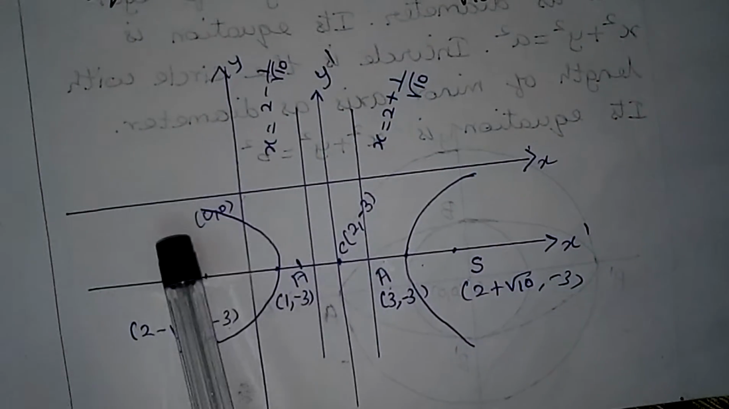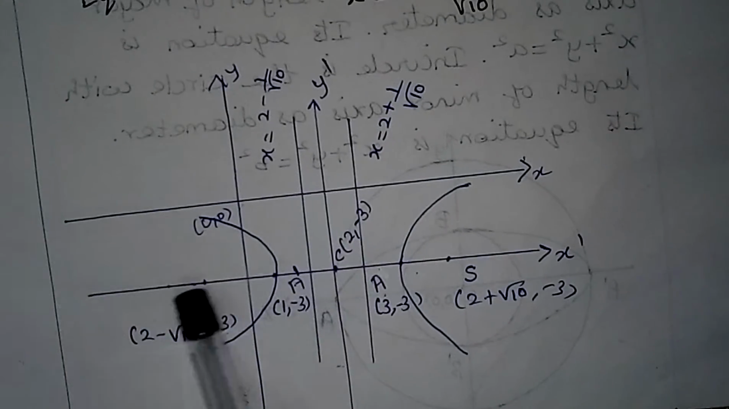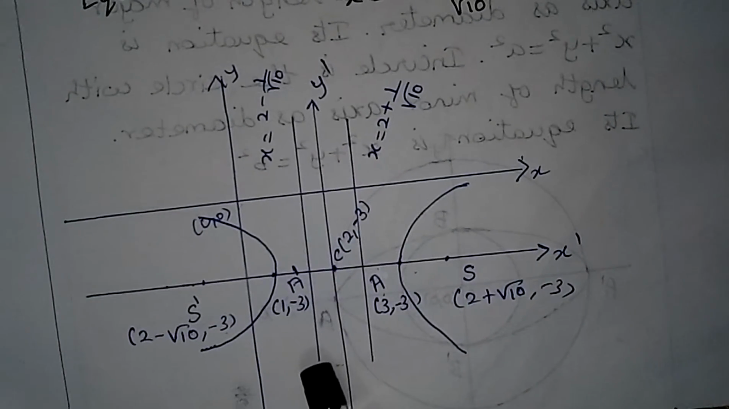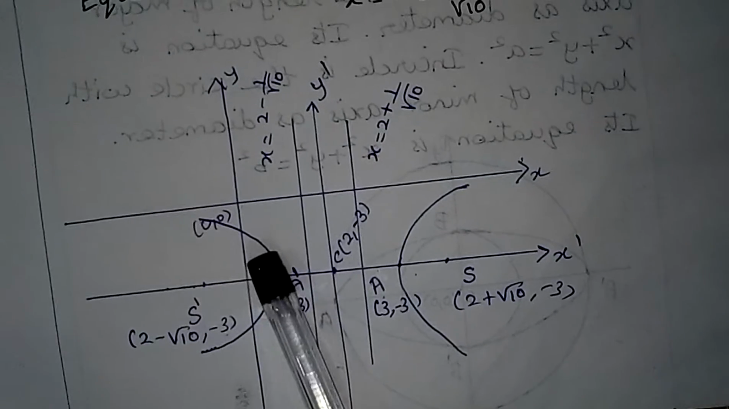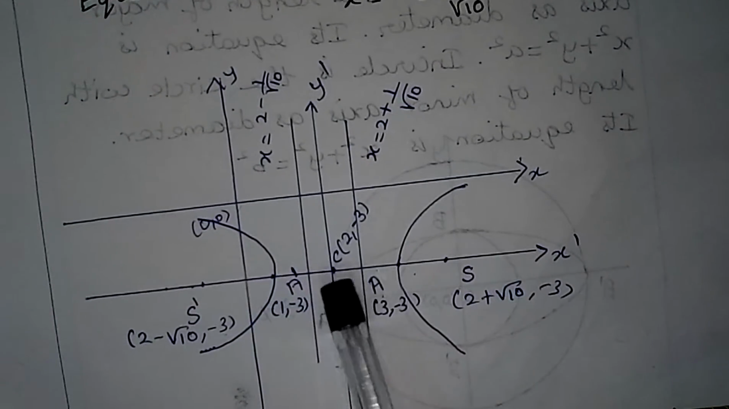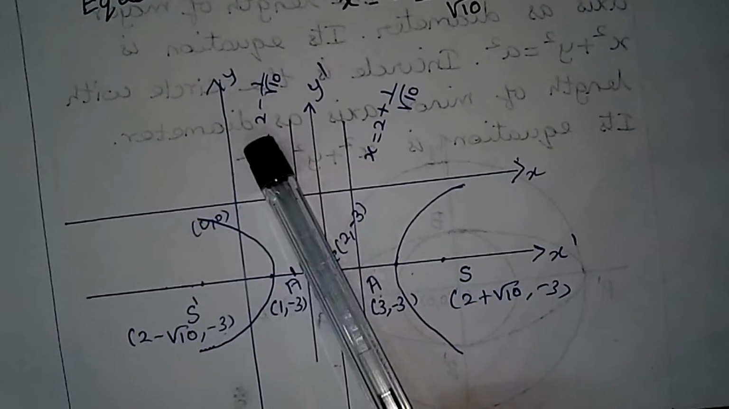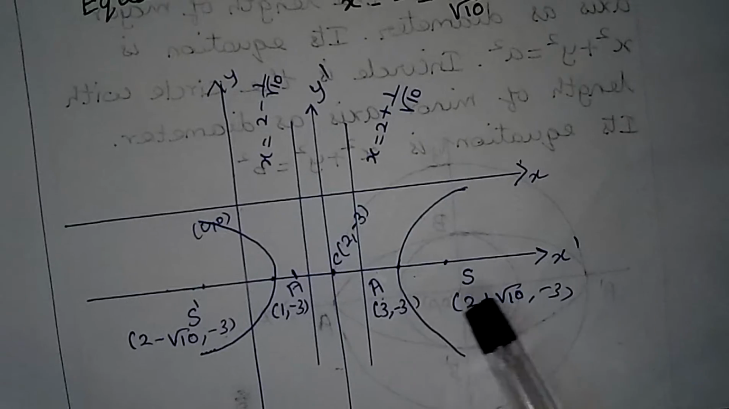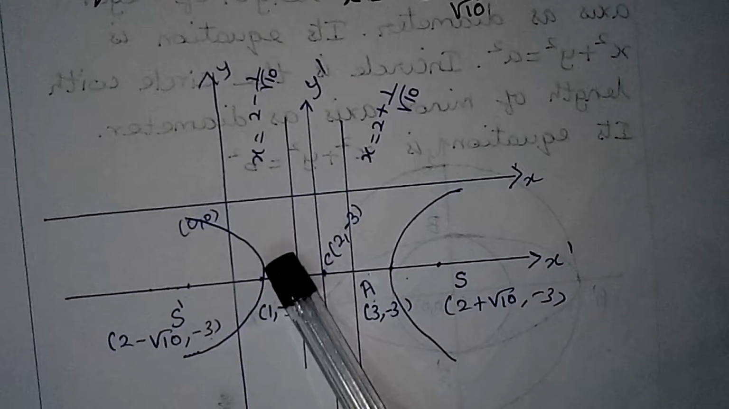So now you can draw x-axis, y-axis, origin. Then after that you mark the center. It is 2 comma minus 3. So draw your axis here, x dash, y dash. Then after that you mark the vertices. It is 3 comma minus 3, 1 comma minus 3. After marking the vertices you draw the hyperbola passing through the vertices like this. Then at the back of this curve only the directrices will come. X equal to 2 minus 1 by root 10, and here x is equal to 2 plus 1 by root 10. And focus will be inside the curve.